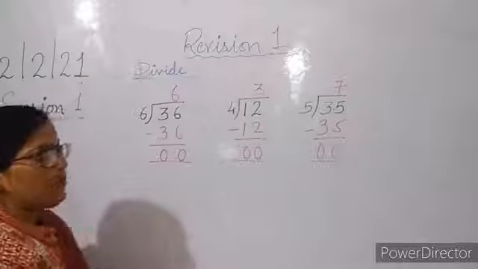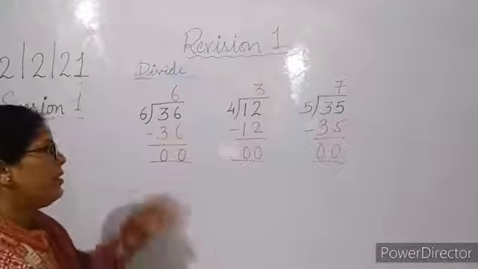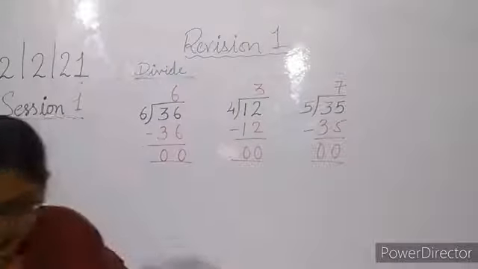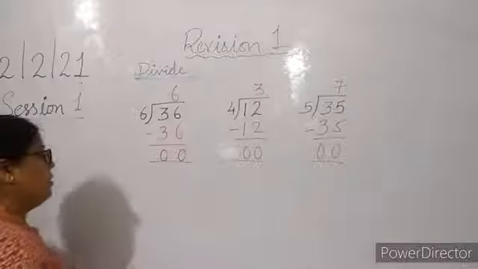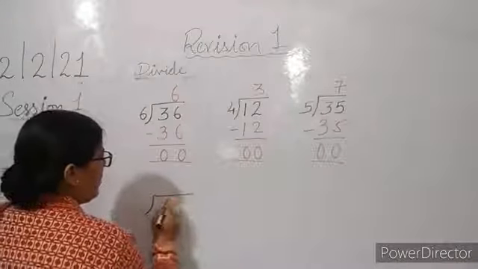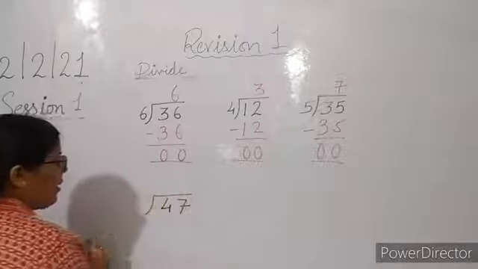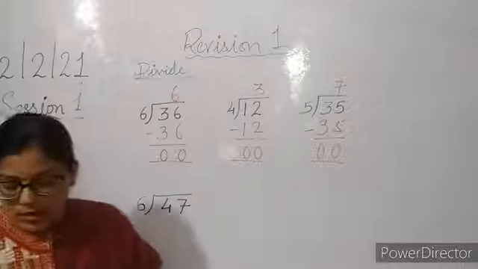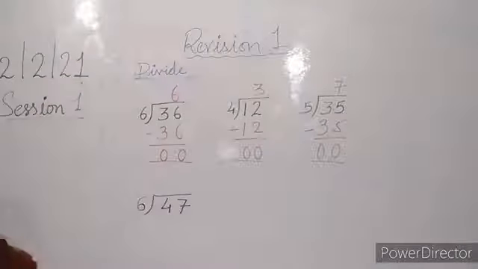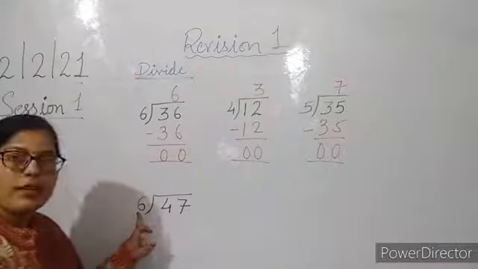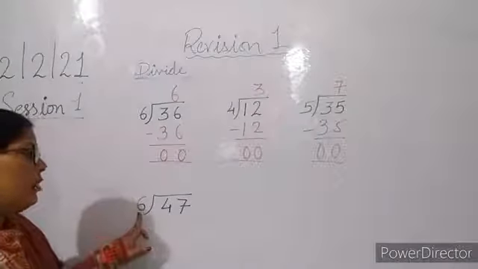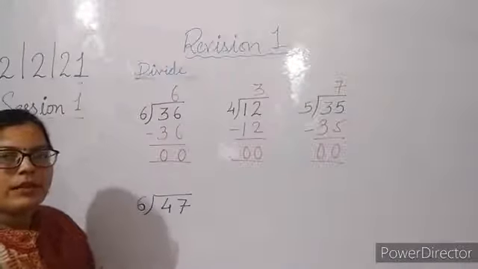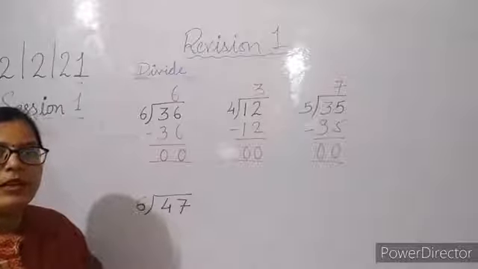Now we'll see some division questions in which the remainder is other than 0. Suppose here we have to divide 47 by, suppose, 6 again. Now here what you have to do is again recall the table of the divisor. The divisor is 6. So you have to recall the table till you reach 47.